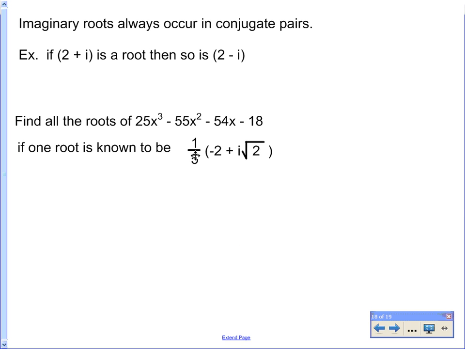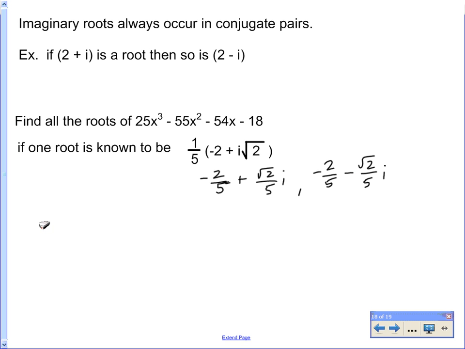Okay, so if this is a root, and this is a complex, so maybe it'll help if I put the 1/5 in there. This is 2/5 plus square root of 2 over 5 i. So this is one root. If this is a root, then so is its conjugate. So just change the plus to a minus. So just by knowing one root, I know one more. Okay, because this one's imaginary, so I know this one is also going to be a root. So I can use this to help divide these out. I can combine these to divide them out.